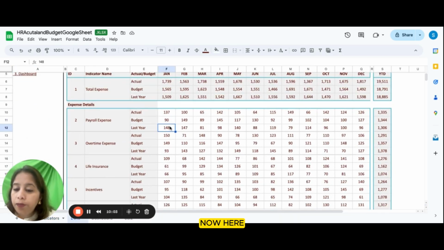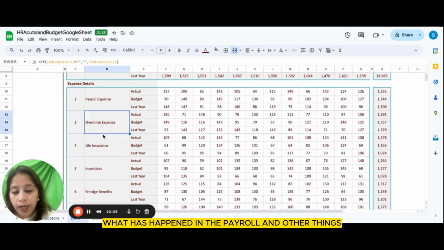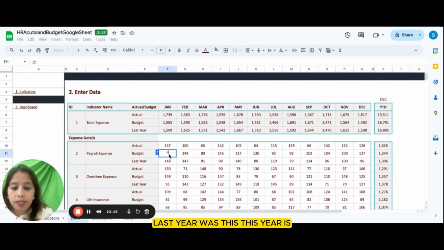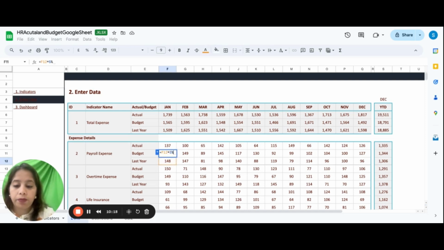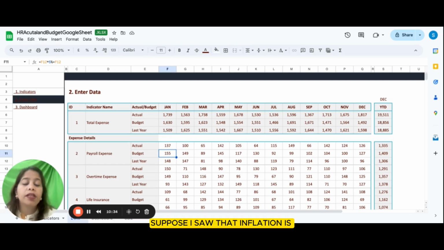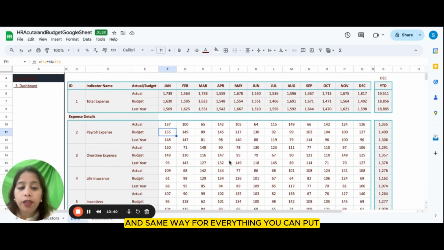Now, here, you can enter last year's figures, what has happened in payroll and other things. Then you put a simple formula, last year's figure times this year's increase, and you have the budget. Suppose I saw that inflation is at 5%, so I entered 5% inflation. In the same way, you can do it for everything.